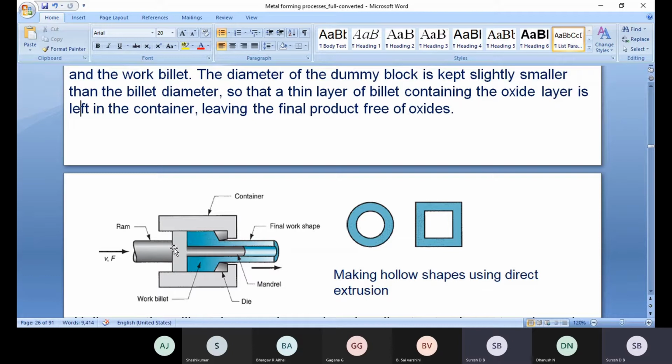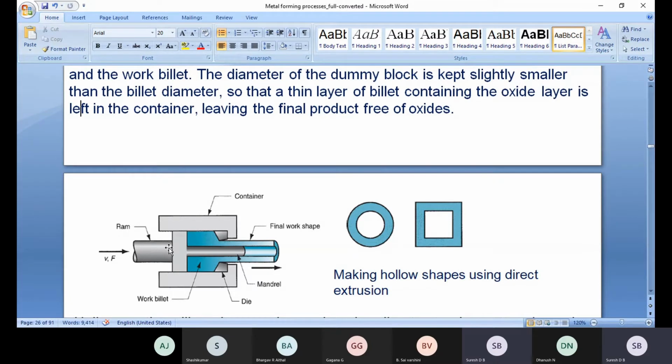Without using any lubricants, some gummy or sticky properties are present between the container and the workpiece material. In that case, maximum force or load is required, and there is improper compression of the material. To avoid that, we can use some lubricant between the container and the billet.